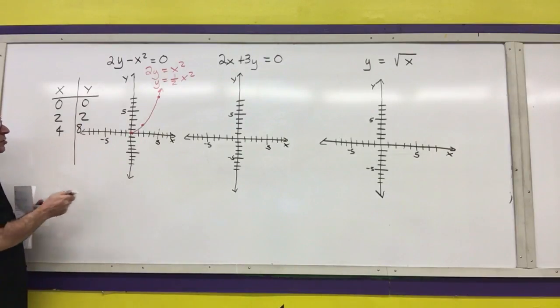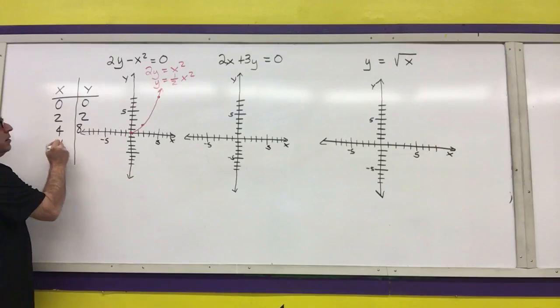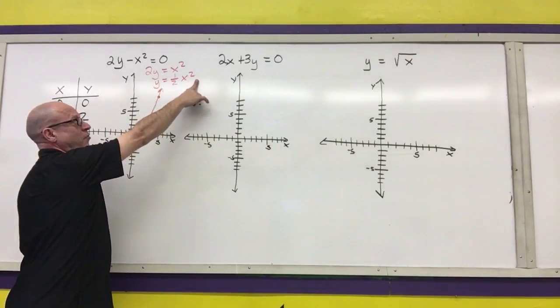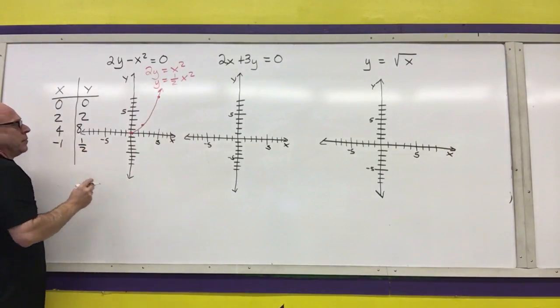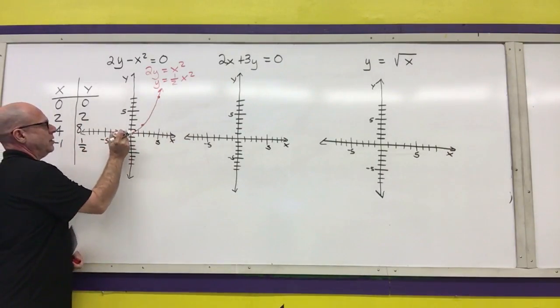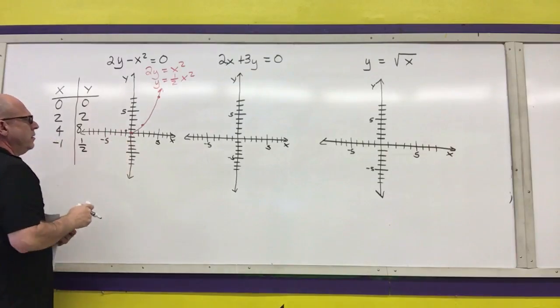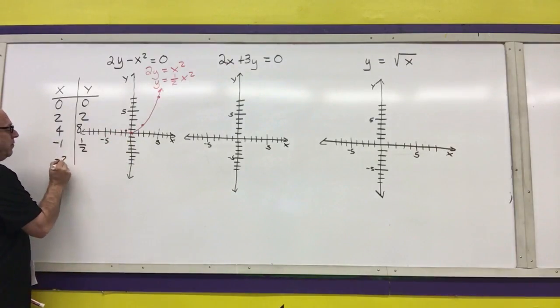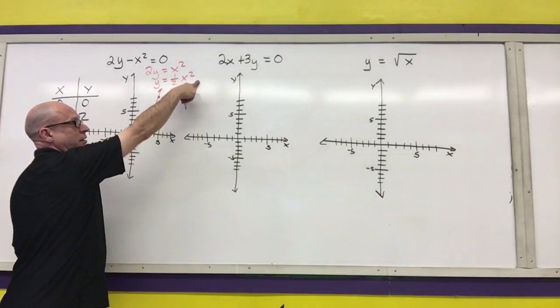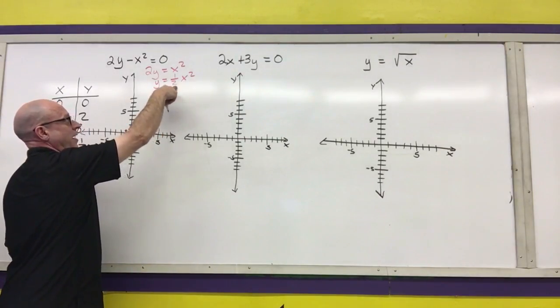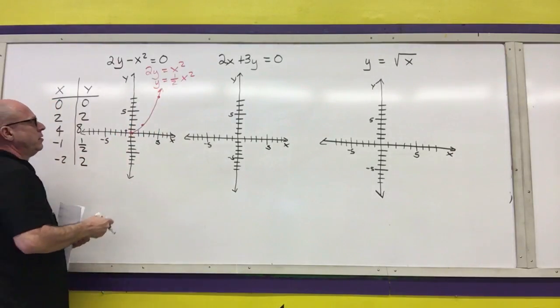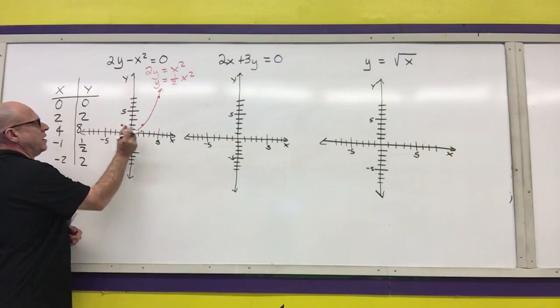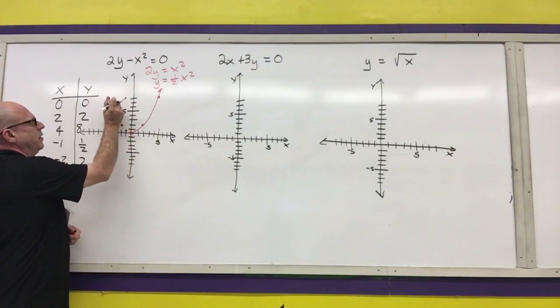So I will substitute in negative 1. Negative 1 squared is a positive 1. Positive 1 times 1/2 is 1/2. So if I get negative 1, I get a positive 1/2. Let's put a negative 2 in. If I put a negative 2 in, I get negative 2 squared, which is 4. 4 divided by 2 is 2. So I have the point negative 2, 2. And I can continue substituting points in until I get what the curve looks like.